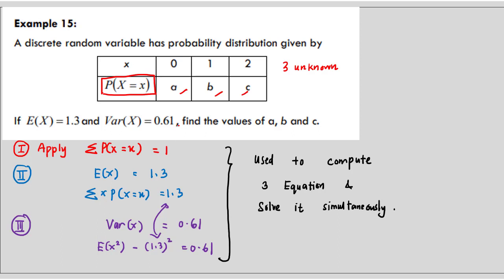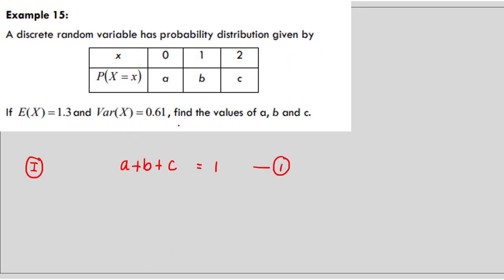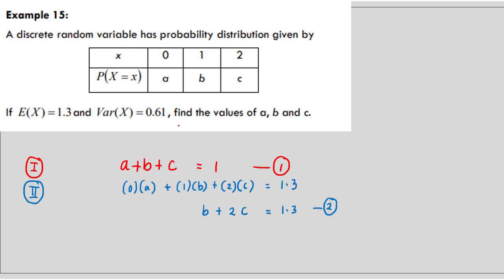So from these three, we compute three different equations and we are able to solve them simultaneously, and for sure we will get the values of A, B, and C. Are you ready? Let us proceed to finding the three equations. First, we know that A plus B plus C equals to 1. Secondly, it will be 0 plus B plus 2C. Why? Because x equals to 0 multiplied with A will be equal to 0. So you obtain the second equation, B plus 2C equals to 1.3.